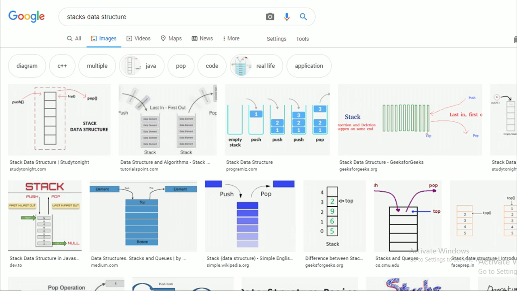If you search stacks in Google, these are the images that will pop up. A stack data structure is very much similar to what a stack means in everyday life. Something is organized one on top of the other.